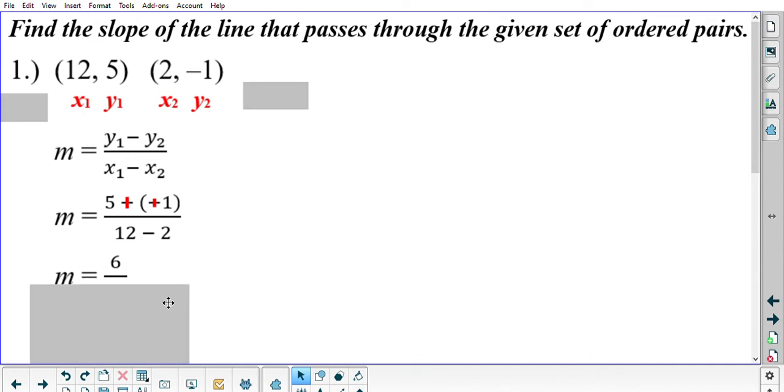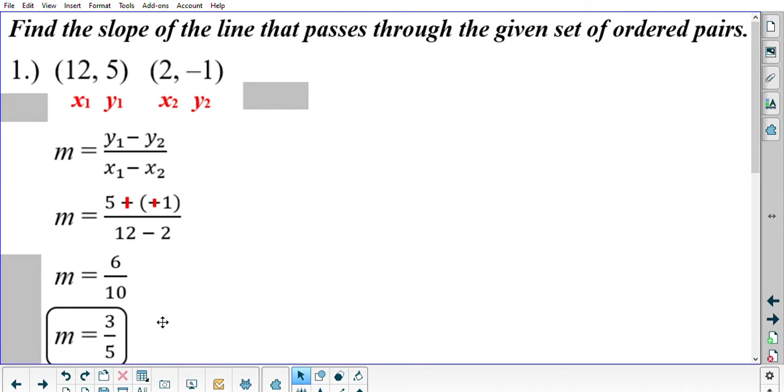5 plus 1 we all know is 6. 12 minus 2 is 10. Both these numbers are divisible by 2, which reduces to 3/5. And again, this problem was already typed up for you on your guided notes, but I wanted to go over it with you to make sure you understood how this all works.